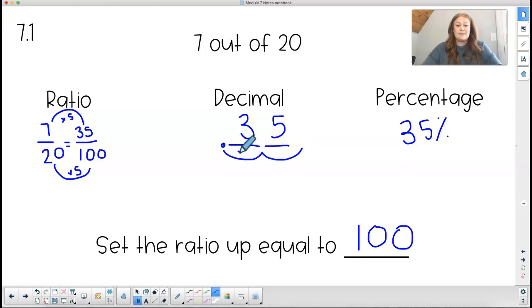This made it 10 times bigger. And then moving it twice made it another 10 times bigger, because every place in our number system is 10 times bigger. So I move it 10 times 10. If I move my decimal 2 places, that means I'm making the number 100 times bigger, 35%.